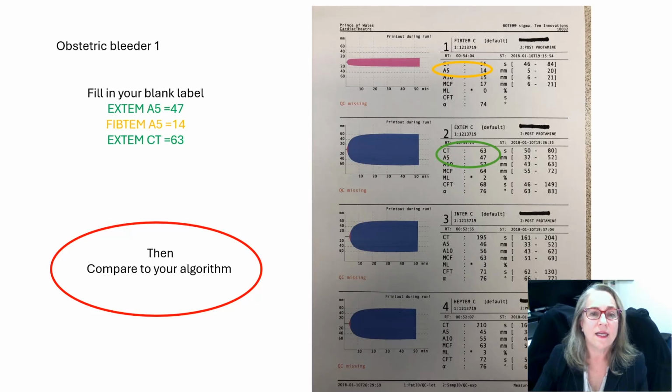This one is from a Rotem machine, and I'm going to give examples from both machines. So the FibTEM A5 is 14, and you can read there your EXTEM clotting time and A5. If you fill them in on your sticker, perhaps pause now if you want to, compare it to your algorithm, or while you're filling it in, I'm just going to tell you something about this.